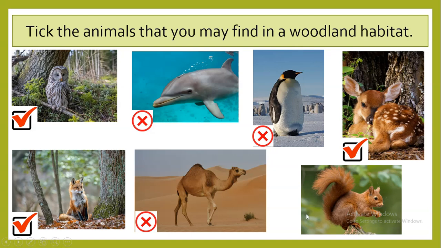Now, what about this squirrel? Does it live in a woodland habitat? Yes, of course, it lives in a woodland habitat. So, woodland animals are owls, deers, foxes, and squirrels.